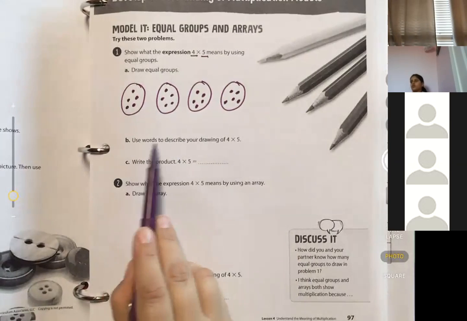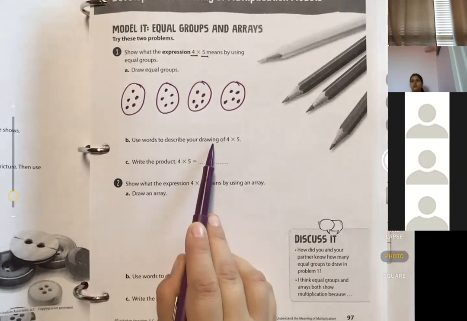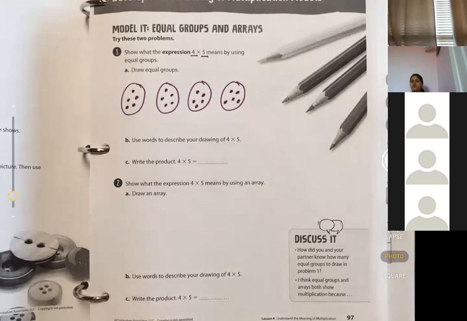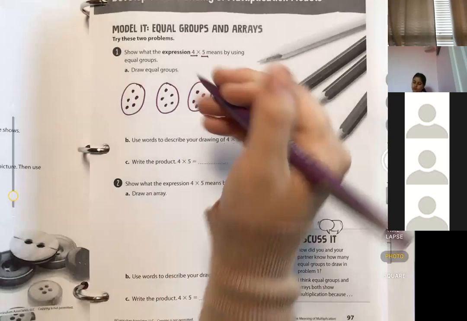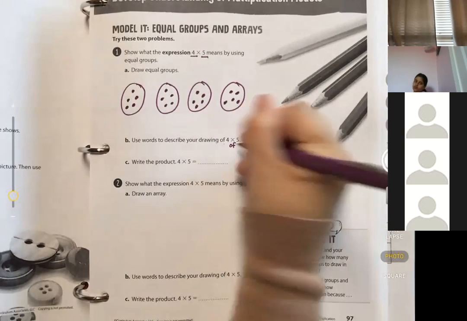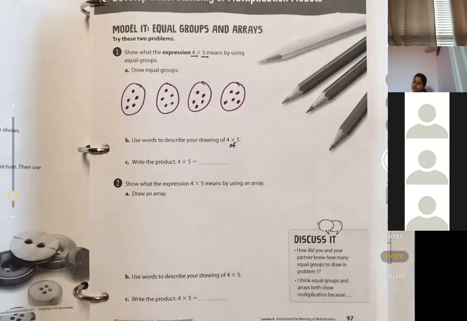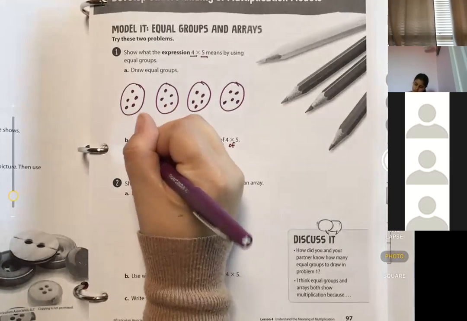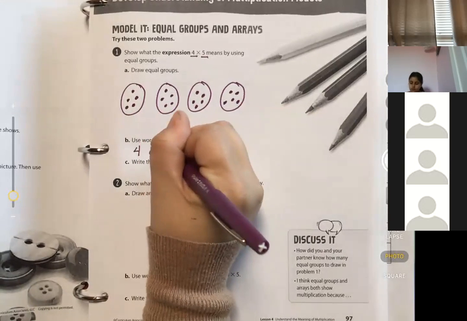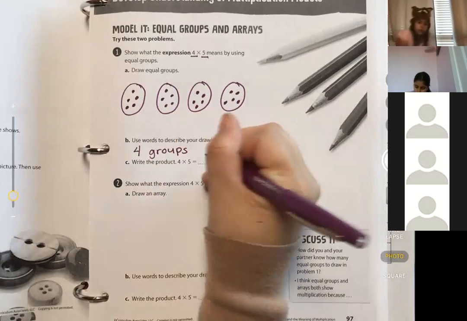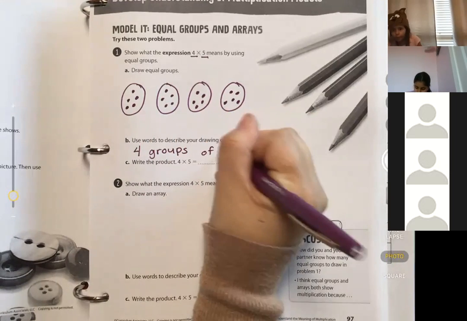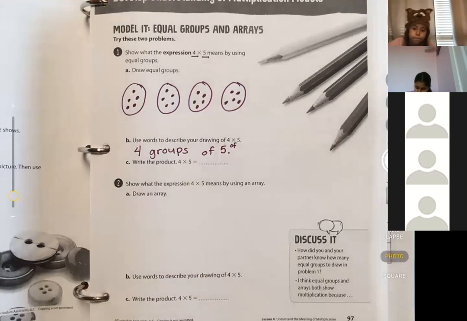Next it says use words to describe your drawing of 4 times 5, okay? So a little trick, your multiplication sign, your X, is the same as the word of. So with words, we're gonna say 4 groups of 5. That's how we would use words. 4 groups of 5.